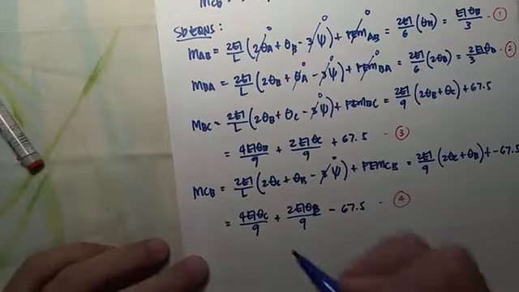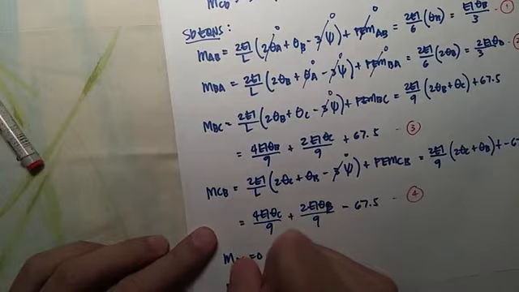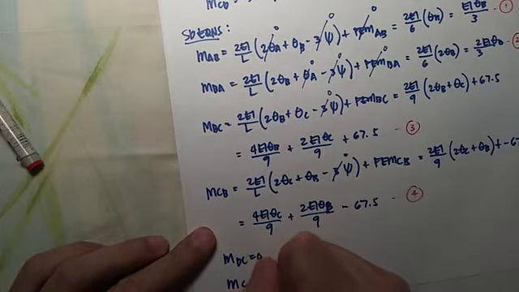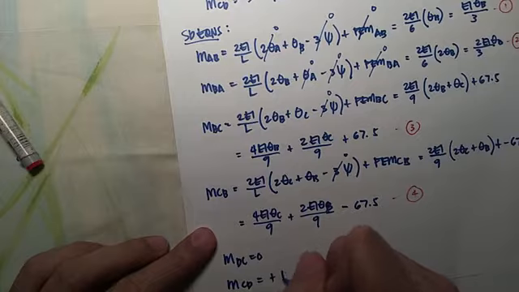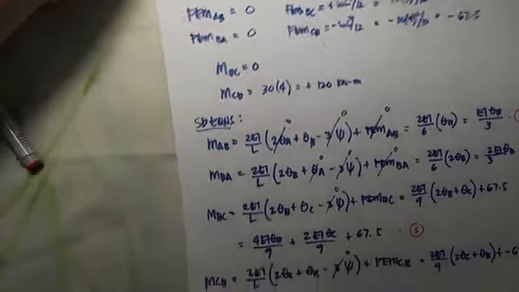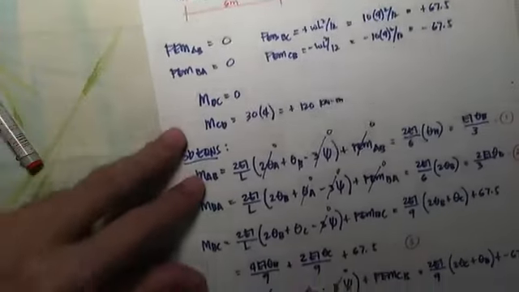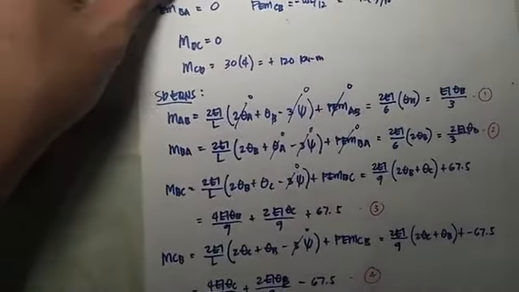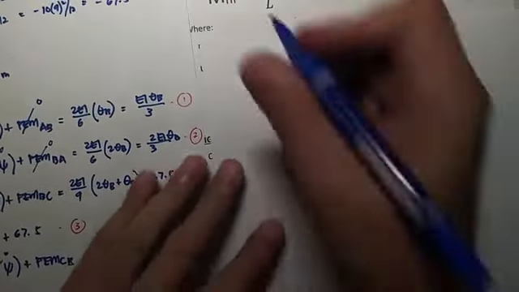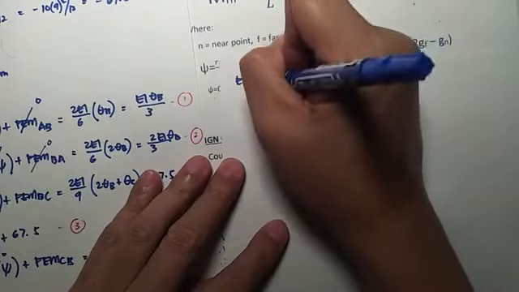Again, yung MDC natin 0. Okay, tapos yung MCD natin is positive 120. So I just copied it here. So ito na ngayon yung mga equations natin of the moments. Okay, next step is to relate by equilibrium. Okay, so let us write the equilibrium equation.